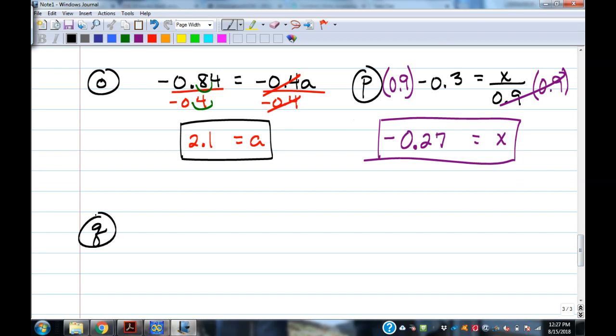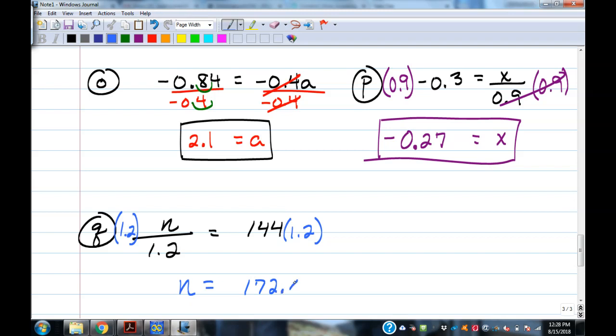And all the way to the letter Q today. Let's say we had N divided by 1.2 equals 144. What do we do? Multiply by 1.2 on both sides. Easy stuff. So 144 is 12 squared. 12 times 1.2. How much? 172.8.